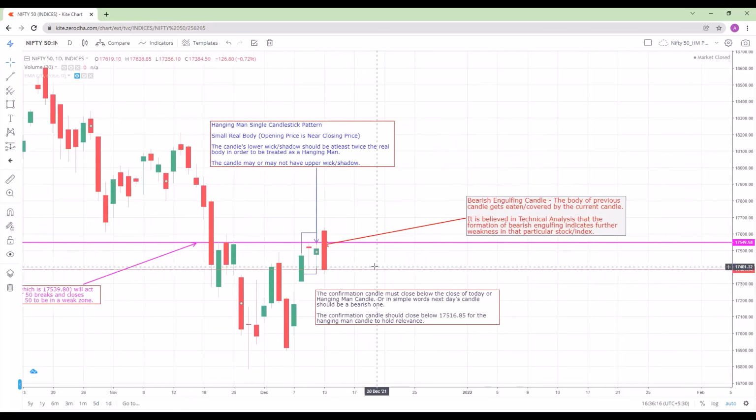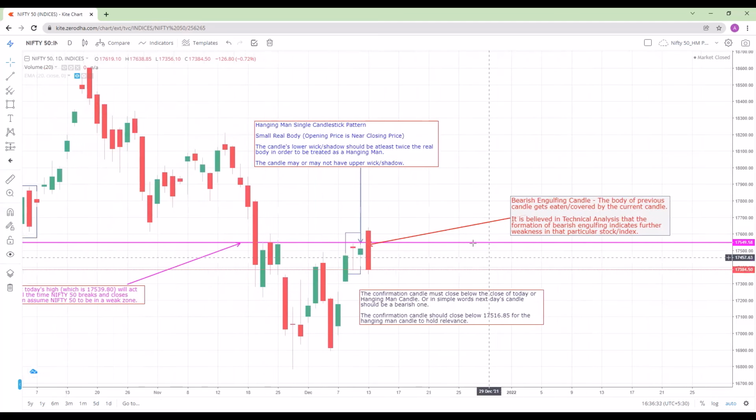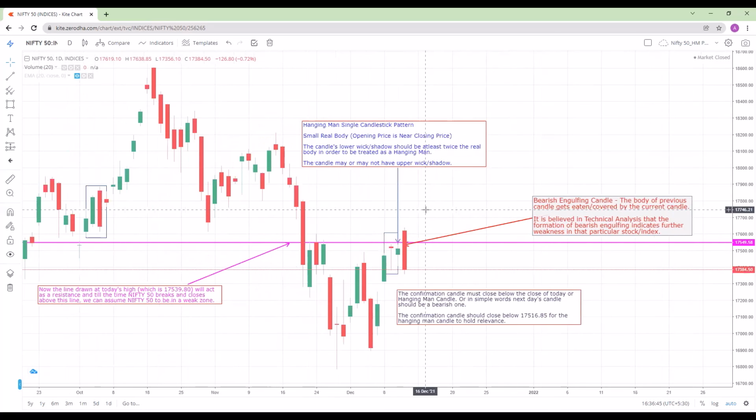If a bearish engulfing candle is formed, yes, as per technical analysis, it is believed that it indicates a certain kind of weakness in the coming days, but nobody can be 100% sure of these things. These are all games for big players, so we don't know whether these things are going to work or not. So don't be biased about anything. Don't be certain about anything. Be uncertain, be prepared for risks, and be prepared for losses as well.